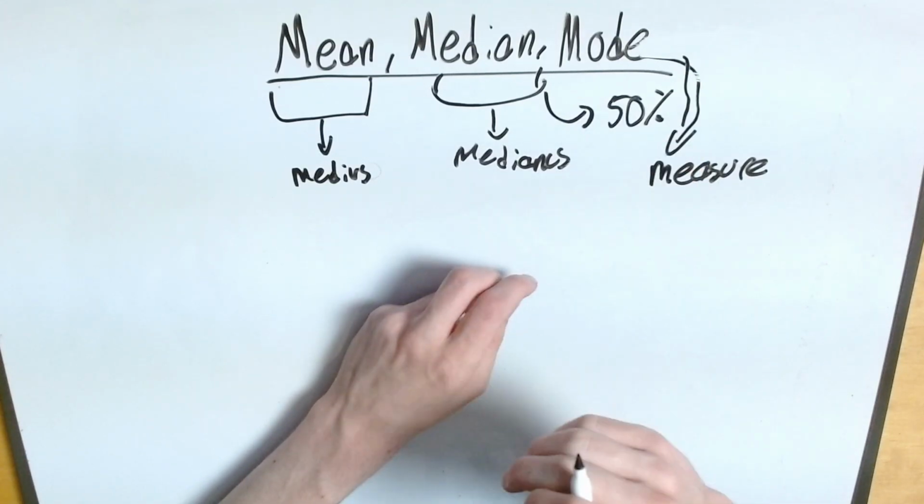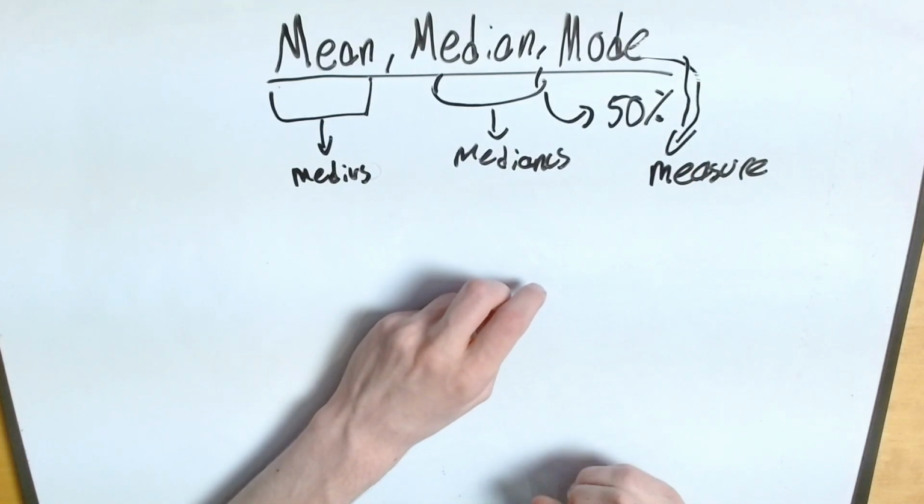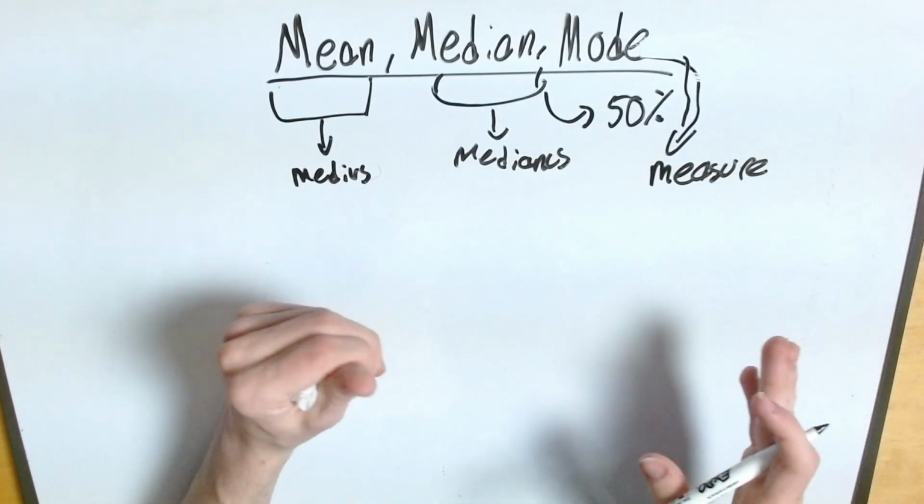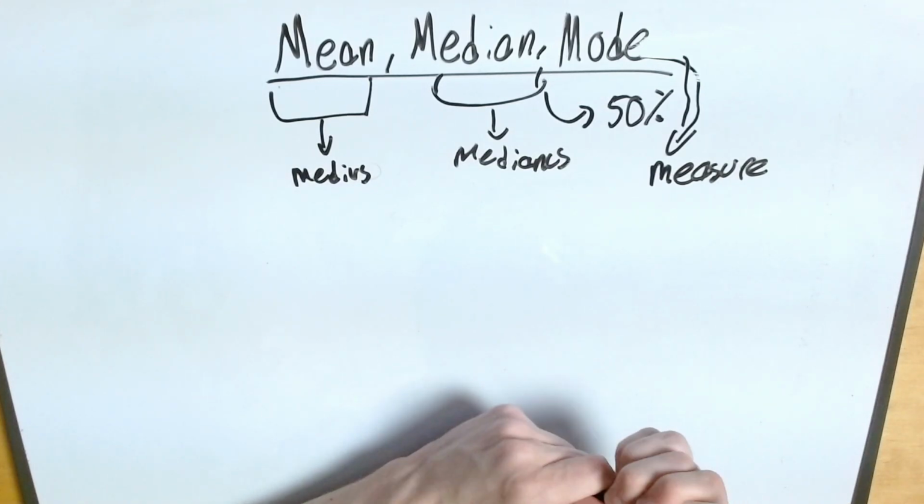The mode, popular guy, most popular. What's the value in the data set that occurs the most? And that, my friends, is the mean, median, and mode.